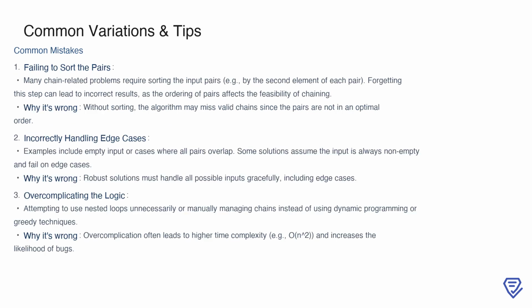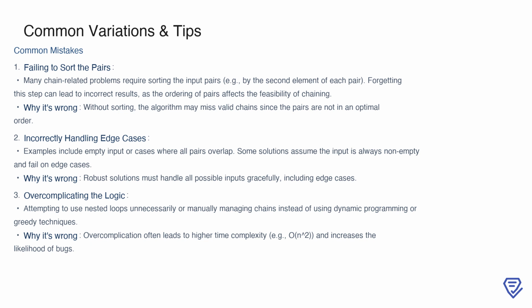When tackling chain-related problems like this, it's important to avoid some common mistakes. First, failing to sort the pairs is a significant error. The order of pairs directly impacts the feasibility of chaining, and sorting, typically by the second element of each pair, ensures the algorithm can identify the optimal sequence. Without sorting, the solution might skip valid chains entirely.